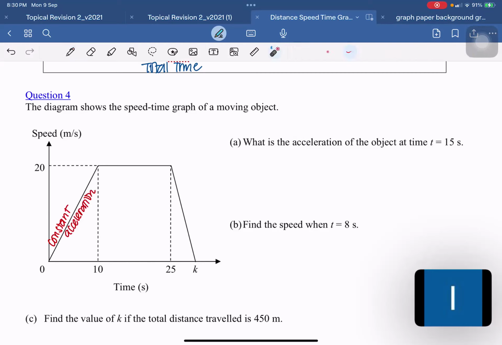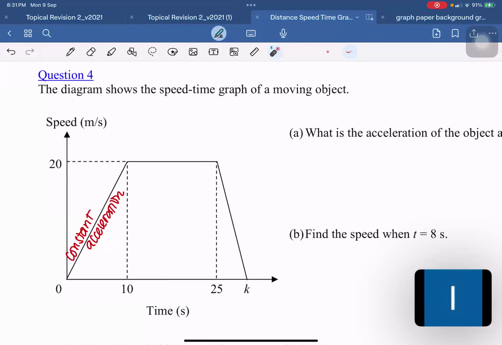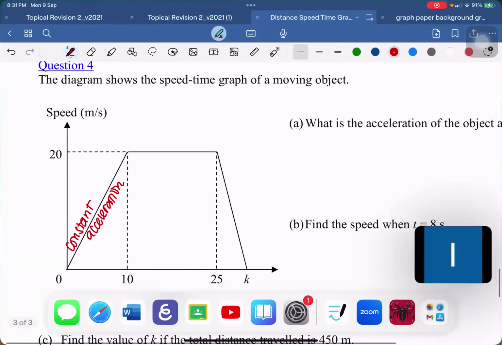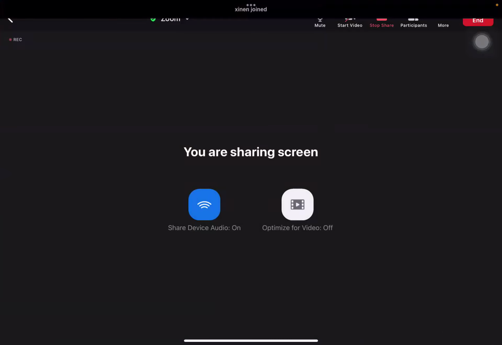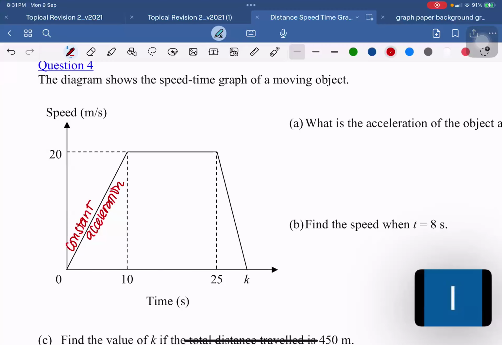Then what about this portion? Is it at rest or is it constant speed? At rest is for the distance-time graph, just now you said the answer. So is it at rest or constant speed? Constant speed. Constant speed has movement, it's not at rest, okay? Speed has a number, it's not 0. Then what happens to this portion? Deceleration. Correct, constant deceleration.